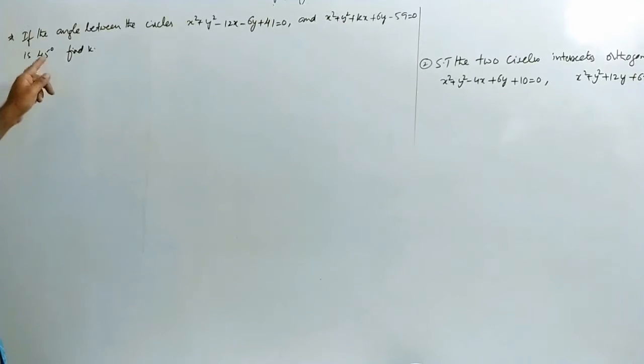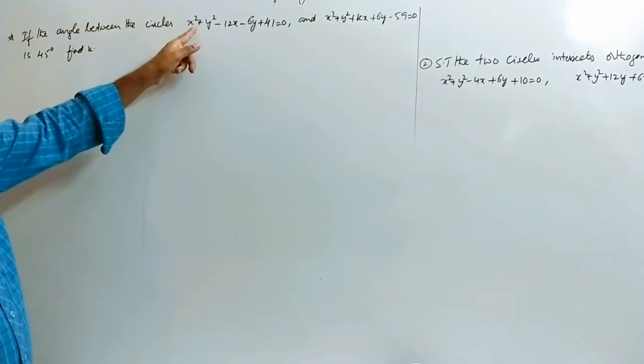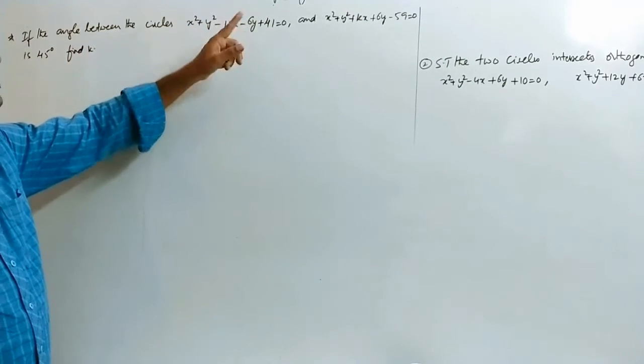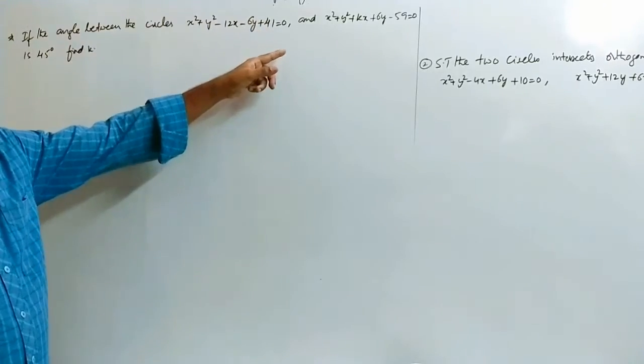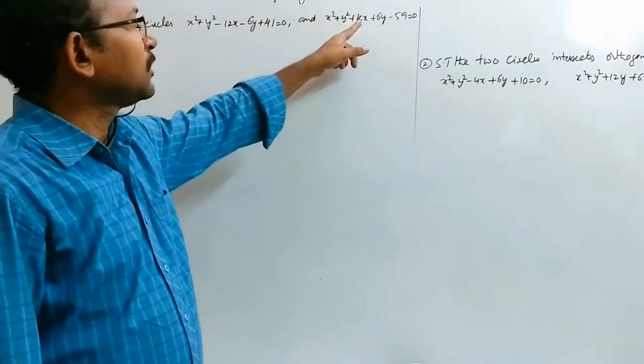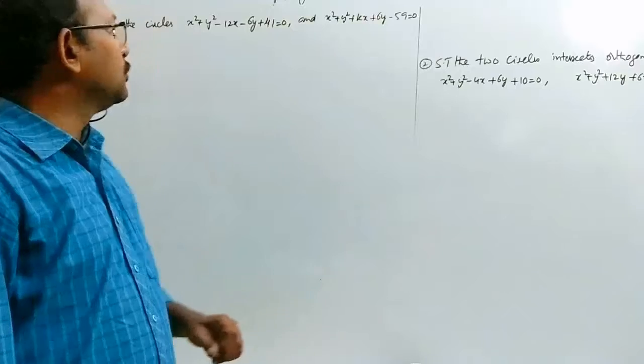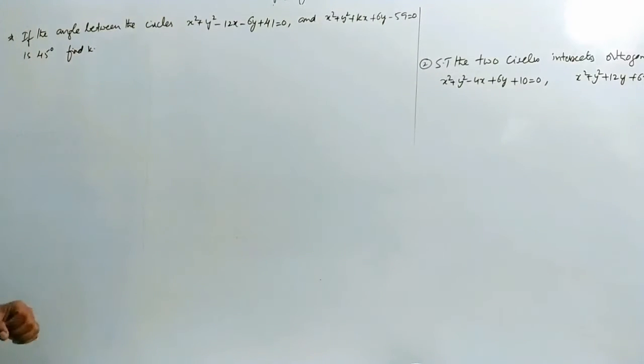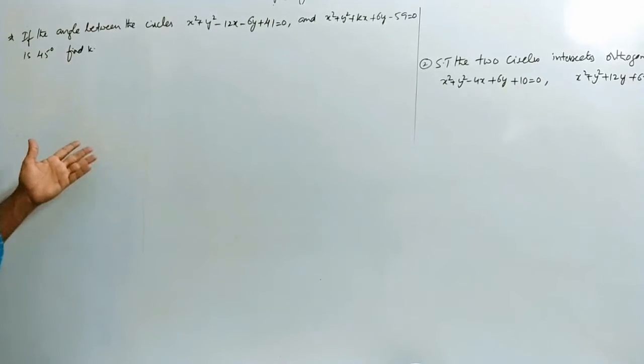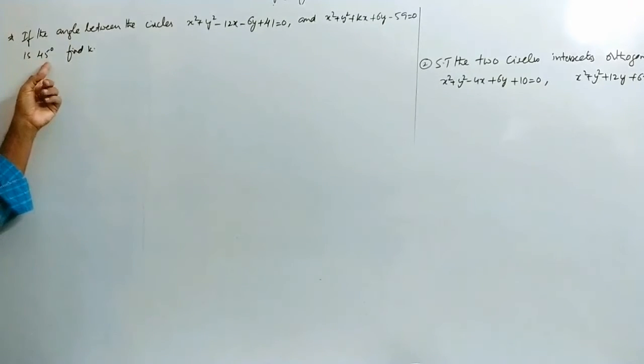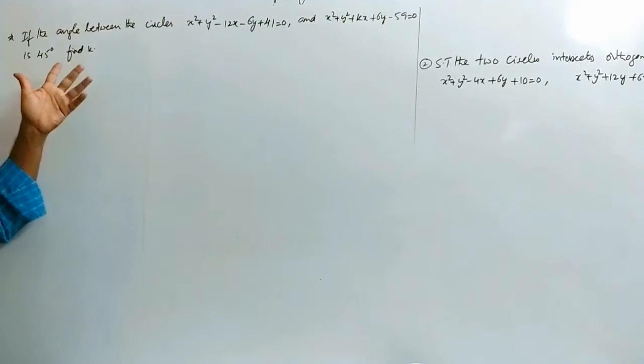Now if the angle between the circles x square plus y square minus 12x minus 6y plus 41 equals 0 and x square plus y square plus kx plus 6y minus 59 equals 0 is 45 degrees, find the value of k. Here also the angle is already given as 45 degrees. That is theta is in this case 45 degrees, or cos 45 is equal to 1 by root 2.